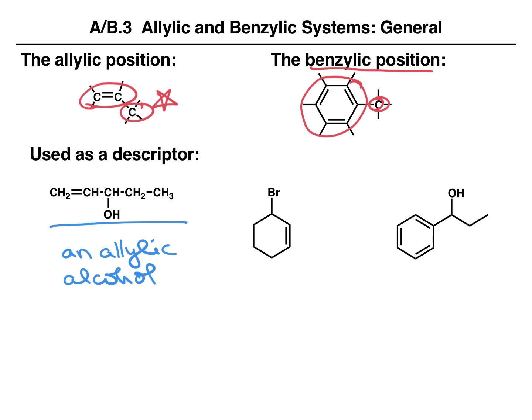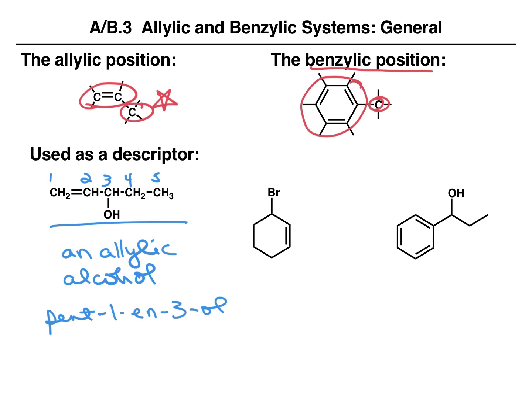So this is called an allylic alcohol, but its name is different. So 1, 2, 3, 4, 5. It could be named pent-1-en-3-ol. But just looking at the name, it's not obvious what's special about this compound. So using the descriptor of an allylic alcohol can be helpful.